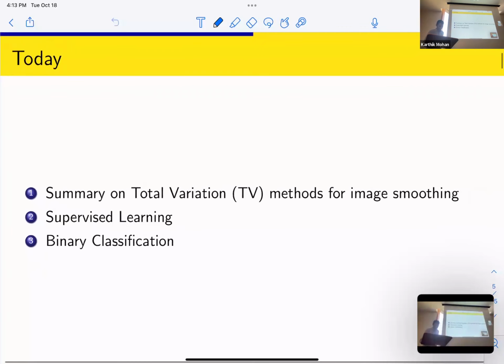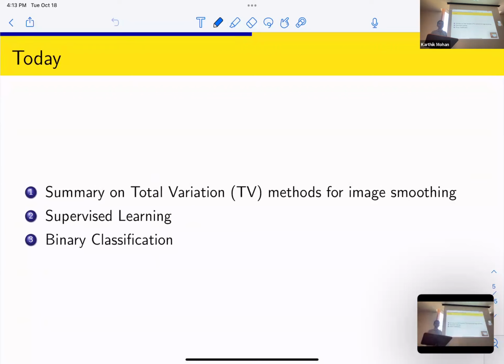Okay, so today we'll look at a summary of total variation that we covered last time, just to make sure we finish on it, right? And then we'll start supervised learning and binary classification. So that's going to be a new topic for today.